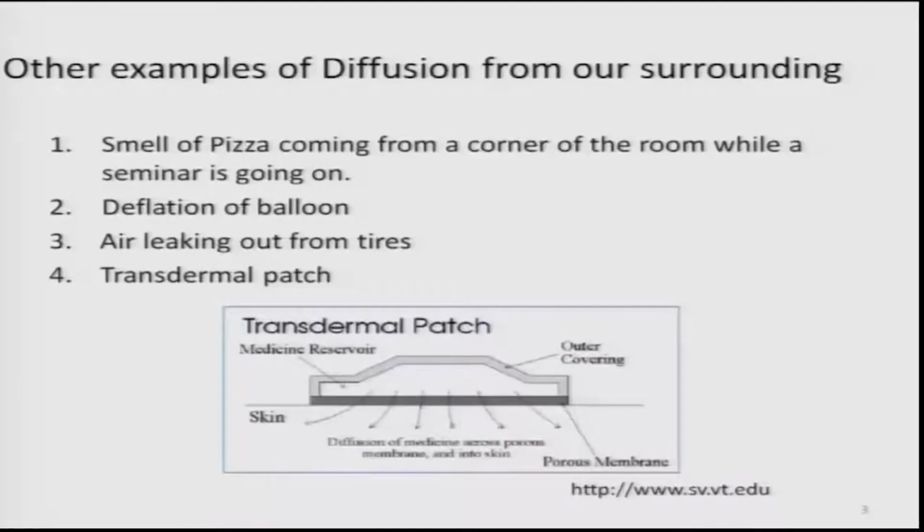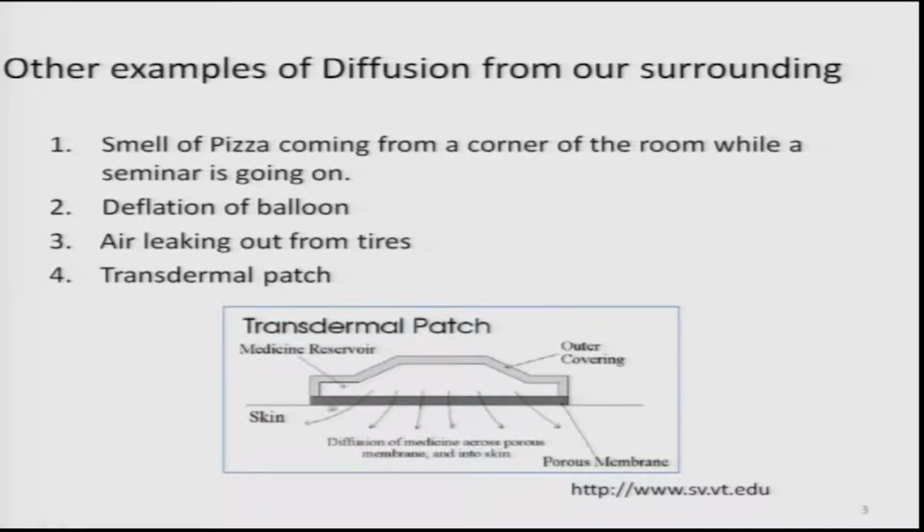Similarly, if you are using a bicycle or motorcycle, the moment you open the tire knob, the air leaks out from the tire. That means there is a transport of molecules. Not only that, there is another important example, used in the medicinal industry, which is known as the transdermal patch. This is the patch which many patients use to keep body parts warm. Okay, that is very important.